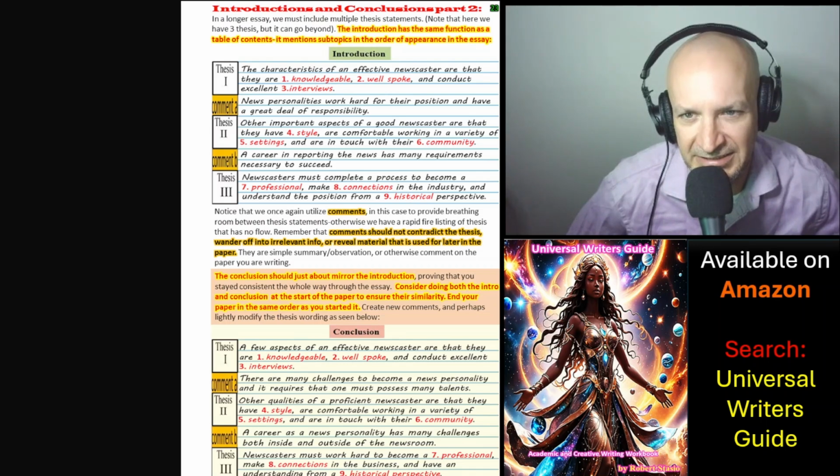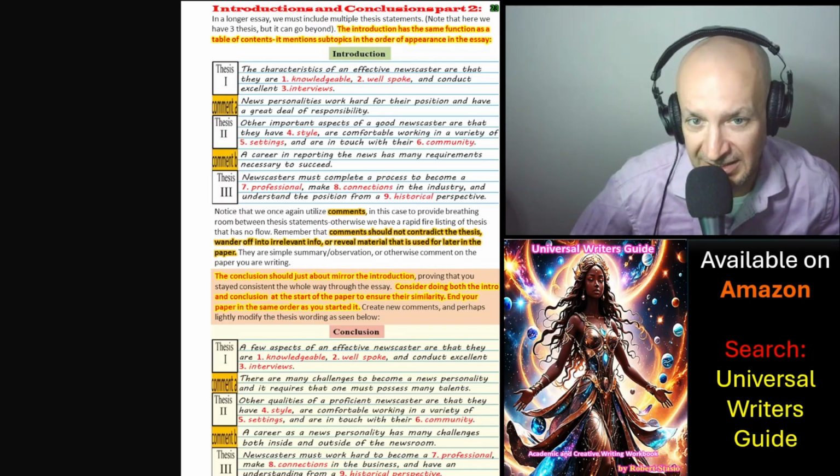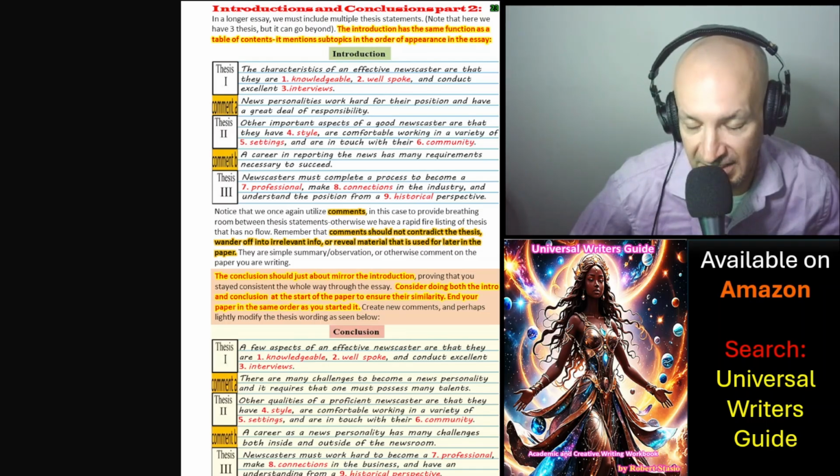The characteristics of an effective newscaster are that they are knowledgeable, well-spoken, conduct excellent interviews. Now, here's where our comment comes in. In the comments here, they play an additional role: they buffer the thesis so that your intro and your conclusion do not sound like just a rapid fire of the topics you're going to talk about.